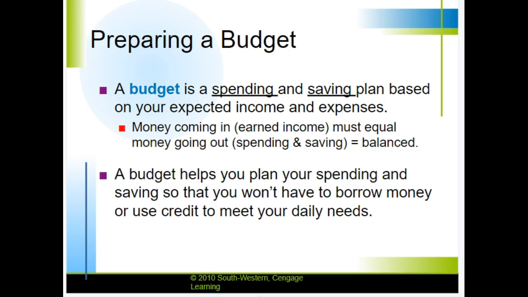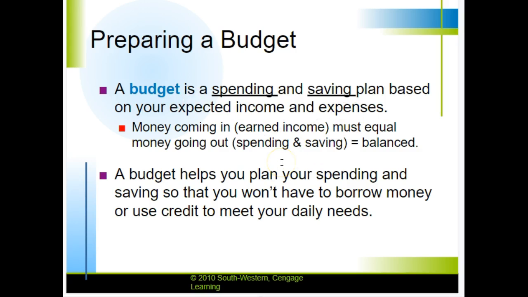Budgeting is a term that you should be very familiar with and will continue to hear throughout the rest of this course. A budget is a spending and savings plan based on income and expenses. These are the two most important words in this definition. A budget is a plan showing you what's coming in and what's going out.